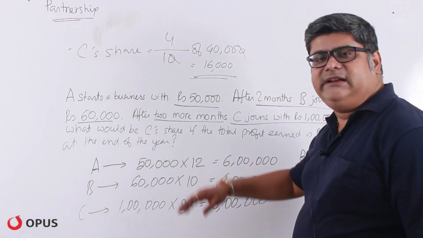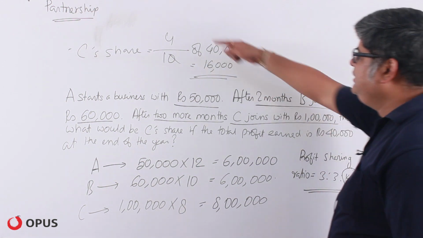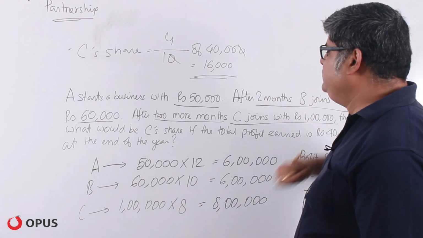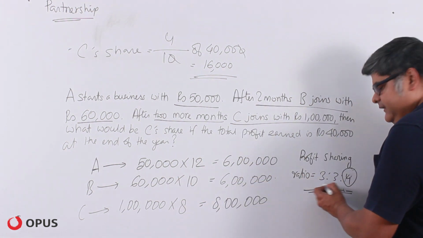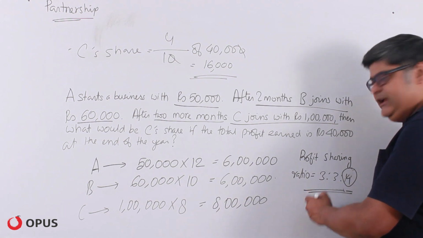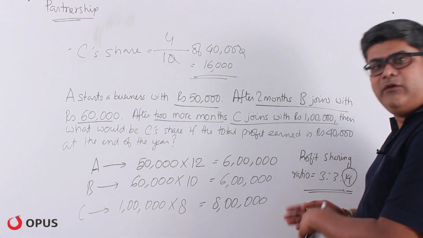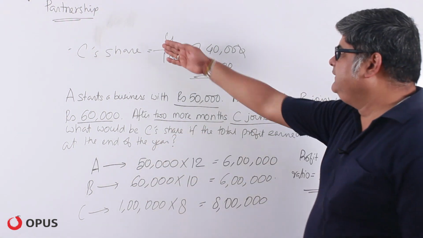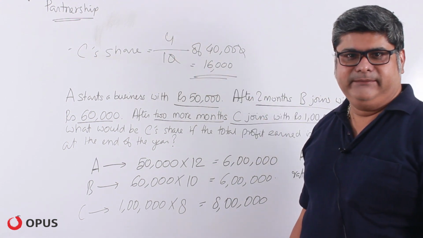Now, if you were asked what A's share would have been, it would be 3 over 10. That is 3 by 10 of 40,000, which is nothing but 12,000. The same thing goes for B, because A and B have the same ratio, that is 3:3. So 3:3:4 is the ratio in which the profit would be divided among A, B and C. So in this case, C's share would be 16,000 rupees.